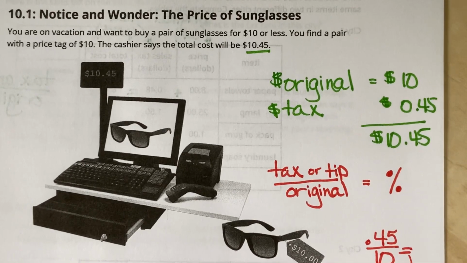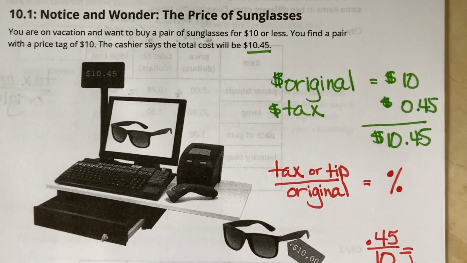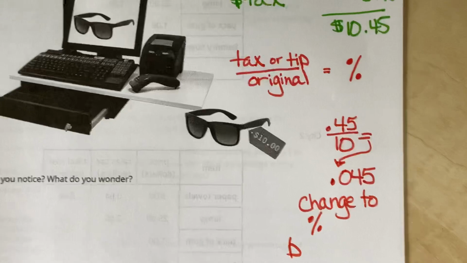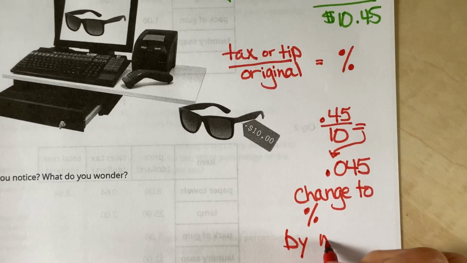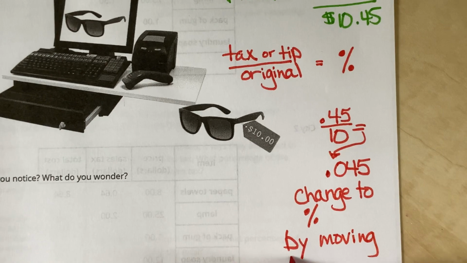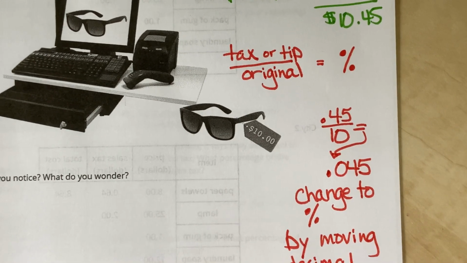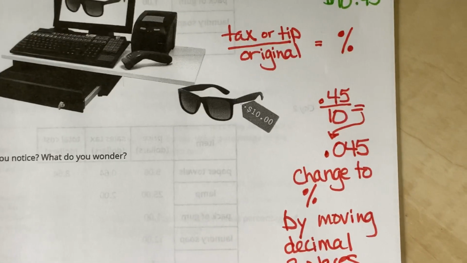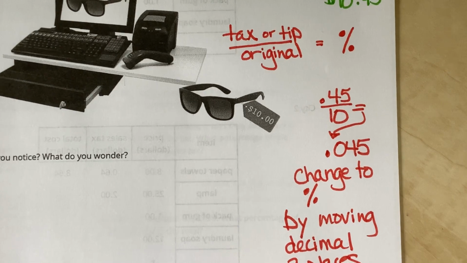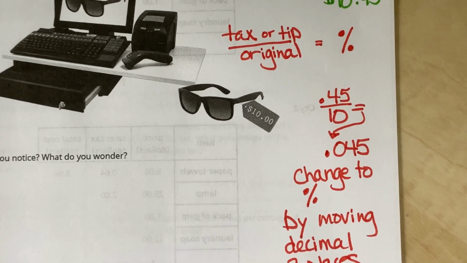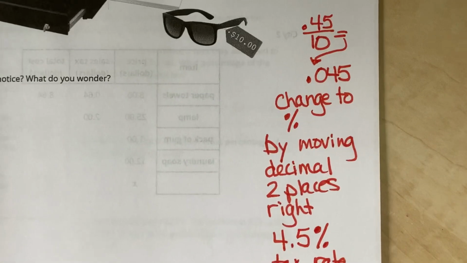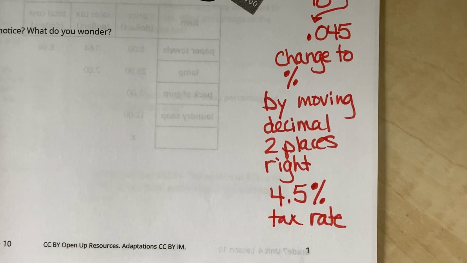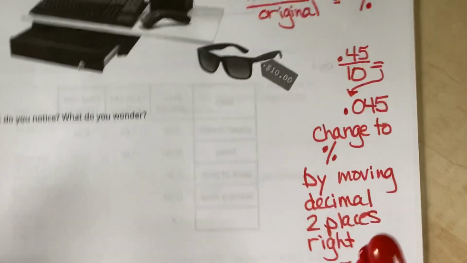0.045. Change that to a percent by moving the decimal 2 places to the right. So it would be 4.5% tax rate, not the tax. The tax you paid was 45 cents, but the tax rate is 4.5%. So I can find the tax rate, I can find the tax. It just depends on what information it gives me.